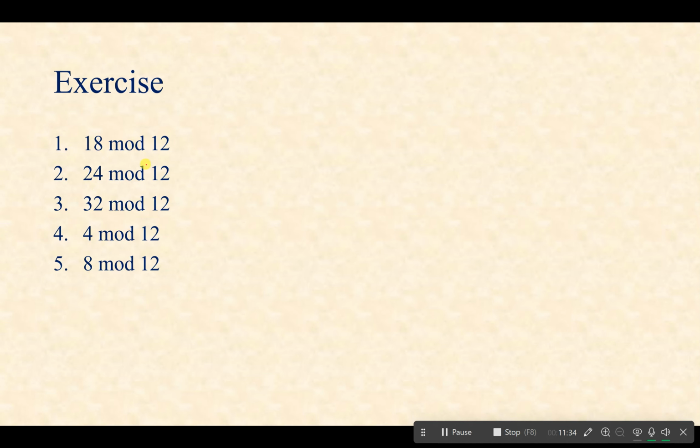Now can you try to do this exercise? What is 18 mod 12, 24 mod 12, 32 mod 12, 4 mod 12 and 8 mod 12? So let me know the answers if you don't get it.